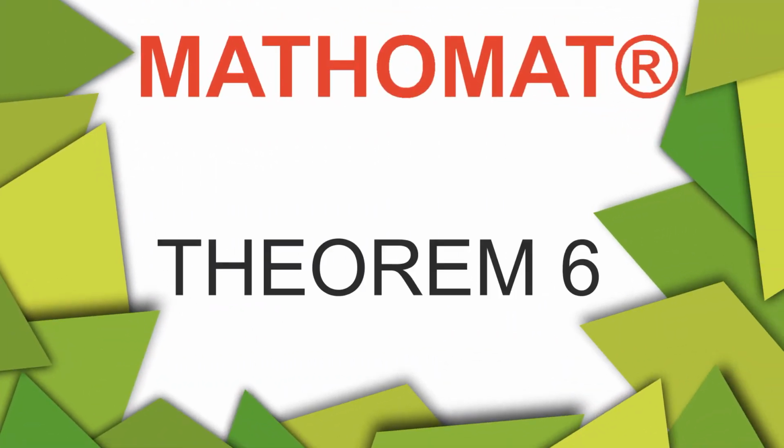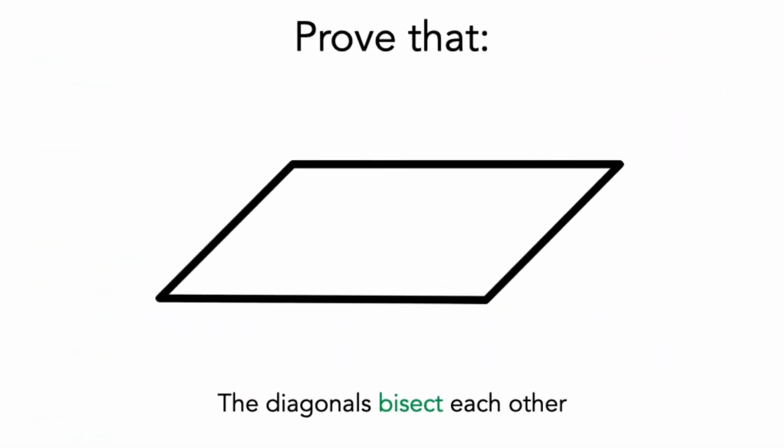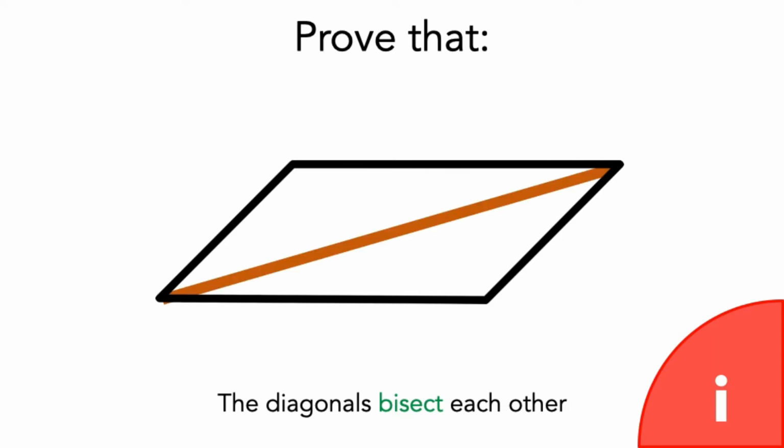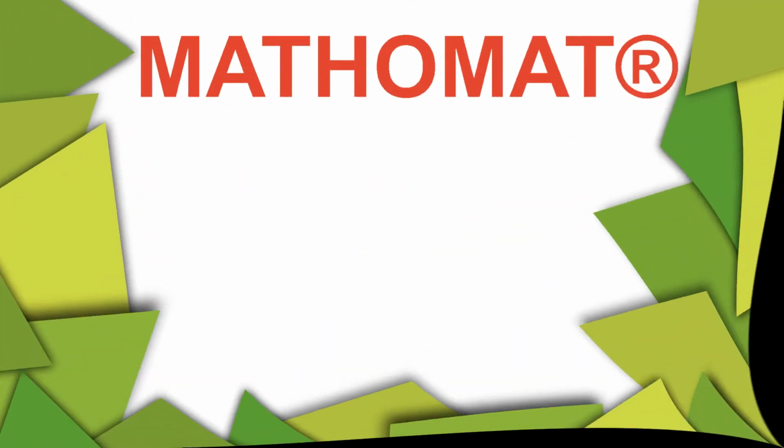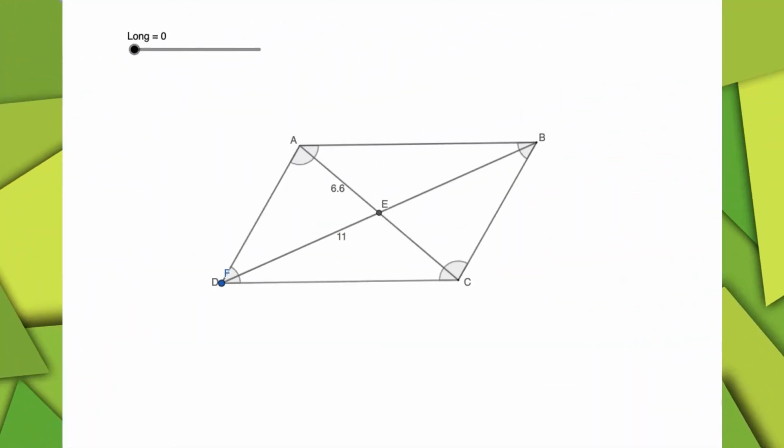Theorem 6. If you can prove that the diagonals bisect each other, that is, if they halve each other, you have a parallelogram. Let's have a look at our diagram. Here we've got two diagonals and they intersect each other at point E.